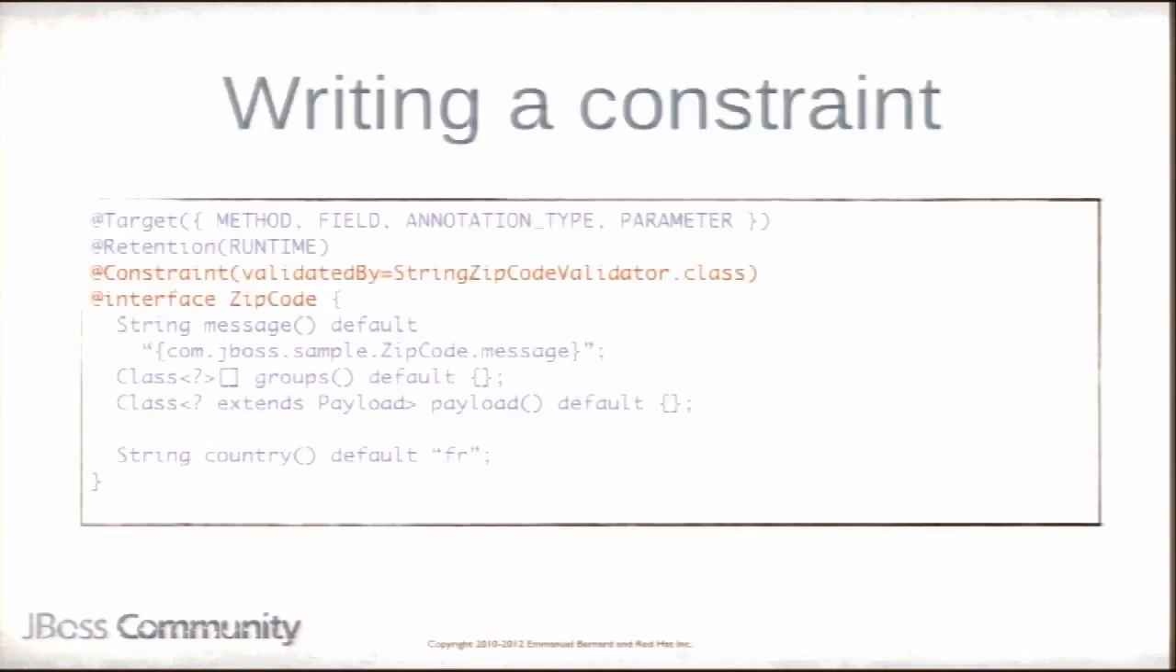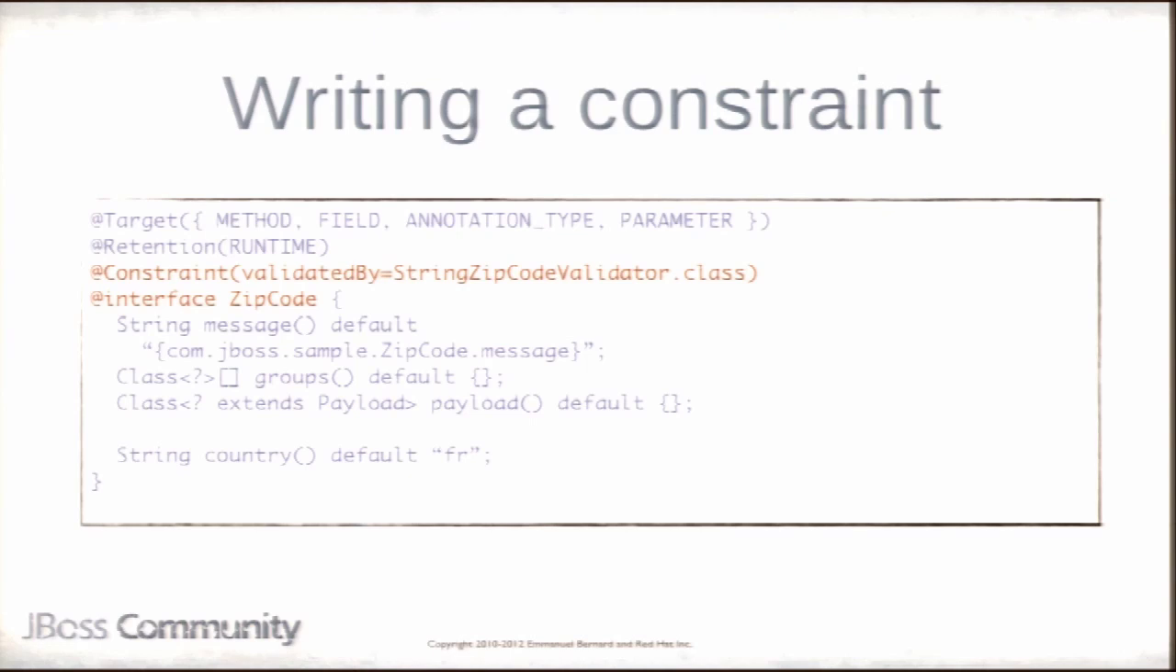I told you can write your own constraints. How do you do that? Well, two things. You need an annotation, and you need the implementation actually implementing the validation logic. So the annotation is just a regular annotation with 3 properties: message, group, and payload. And then you can add custom properties like, for size, min, max, those kinds of things.